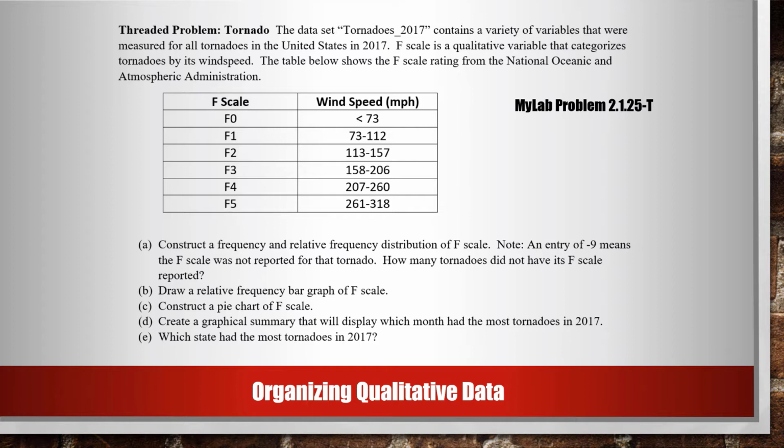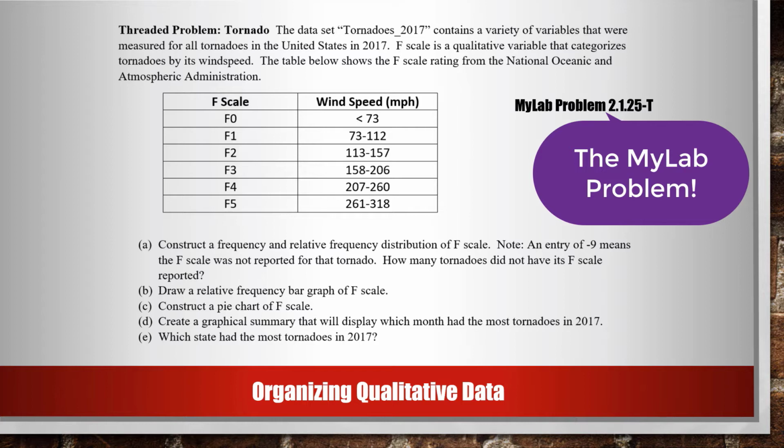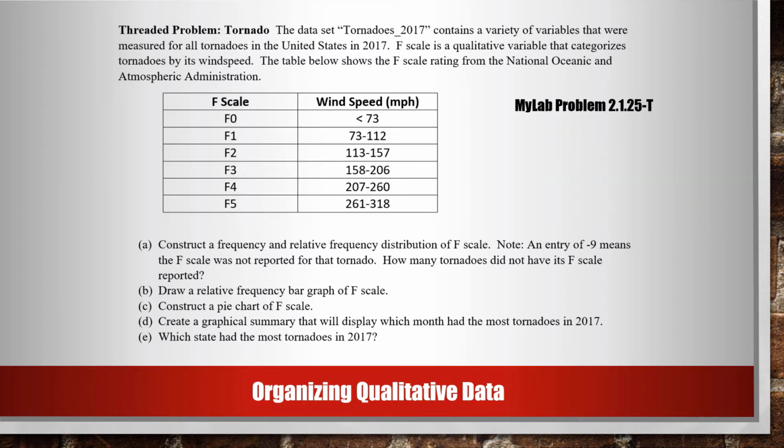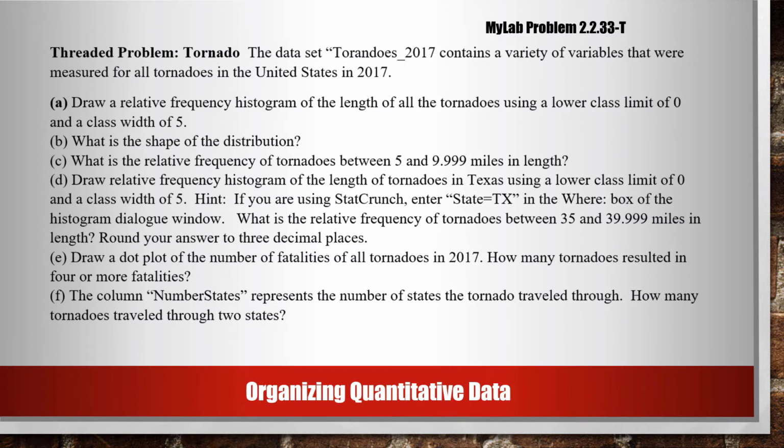So in this particular problem, all the student is required to do is draw a relative frequency bar graph of F-scale, recognizing that F-scale is a qualitative variable. I want to point out in part D, we're asking the student to create a graphical summary that will display which month had the most tornadoes. We are not telling them the type of graph that needs to be drawn. This problem is also available in the MyLab as 2.1.25-T.